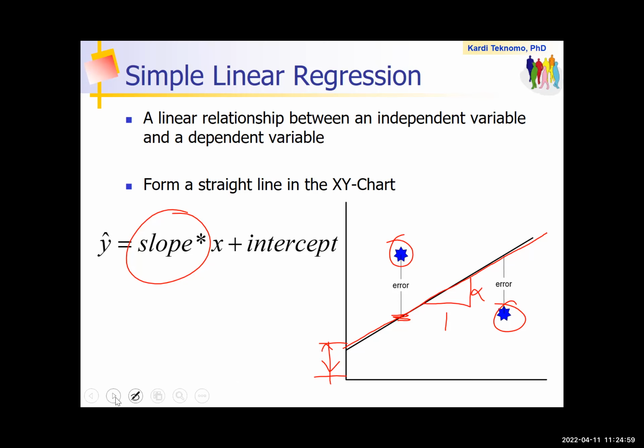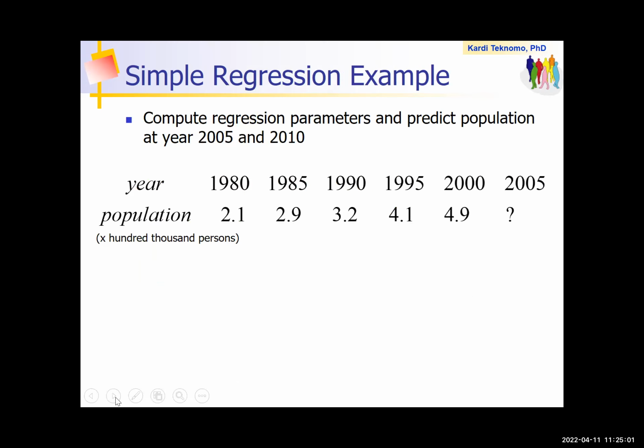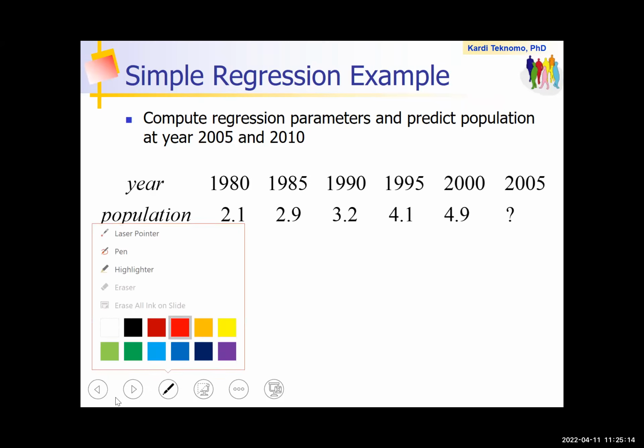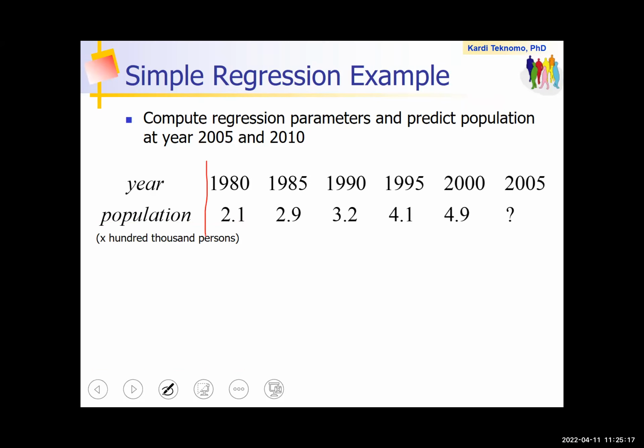To give you an understanding of this, I have this example of 5 data points. This is my data. It consists of year as the x, and this is the y. The population is the output. Say this is in 100,000 persons.